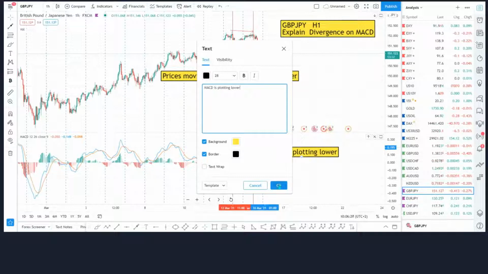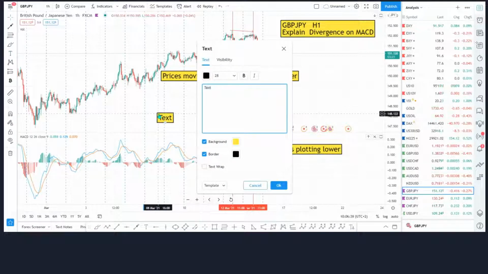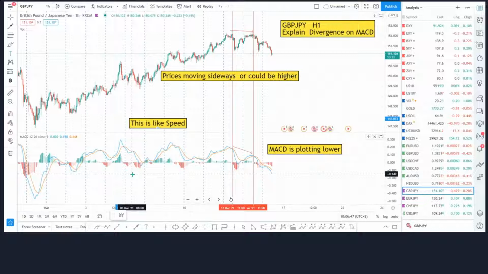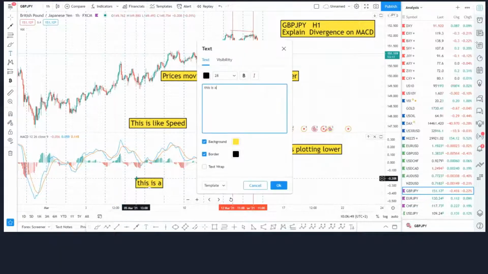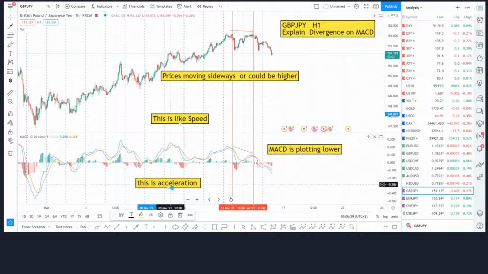Okay, so the drawing is going lower. What is this? Actually, this is the price change. This is the rate of price change. So guys, this is like a speed, and this is like acceleration. Okay, so if you compare both of these two, that's like the speed and that's the acceleration.